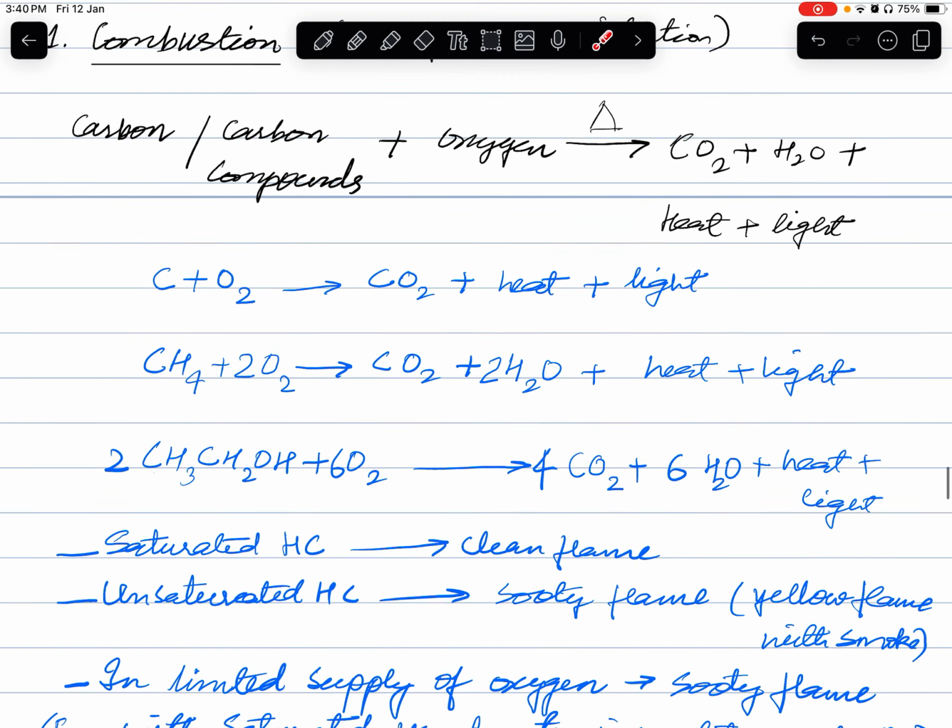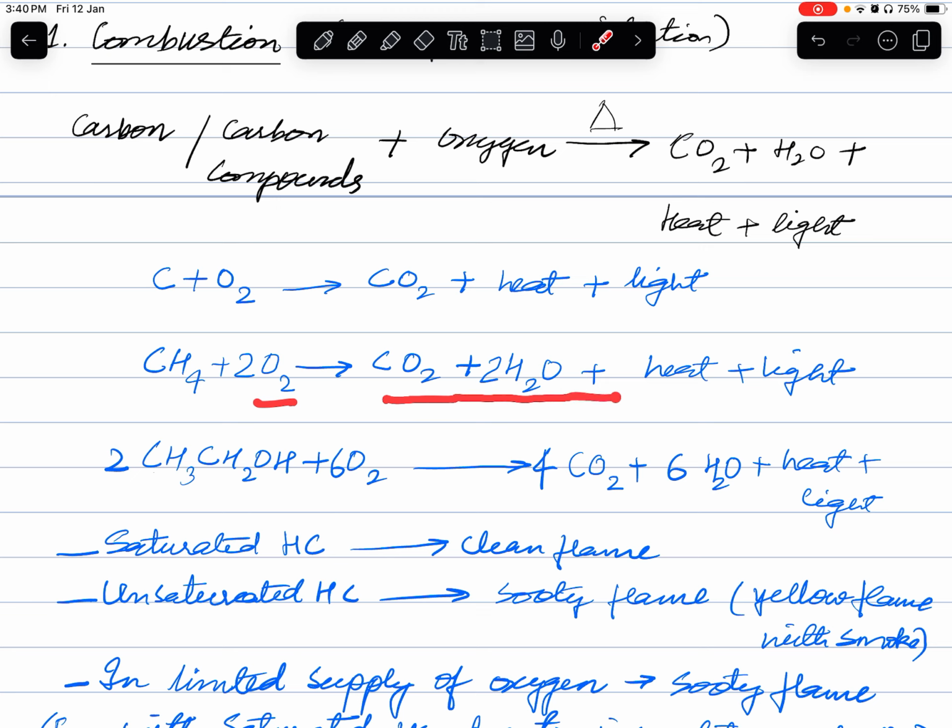Next is methane gas. When methane gas is burned in oxygen, we will get carbon dioxide, 2 molecules of water, heat and light. Now what is CH4? CH4 is methane gas. It is a gas, so you can show in subscript gas, and it is the main constituent of natural gas or CNG, that is compressed natural gas. And because of this large amount of heat released, your methane is used as the fuel.